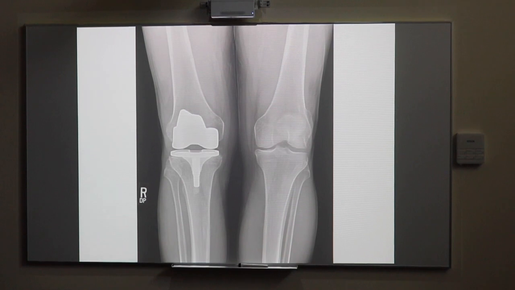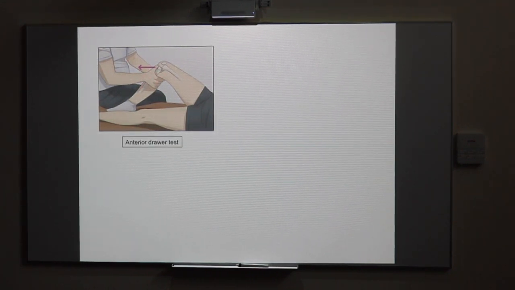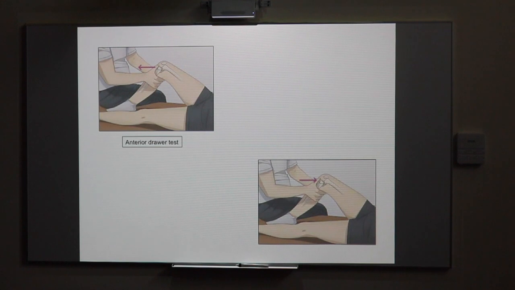There's a process. Now, yesterday you learned these. Hassan Sheba was explaining these. Anterior draw test, you are checking for ACL, and posterior draw test you are checking for PCL. Is that right? Any further question?